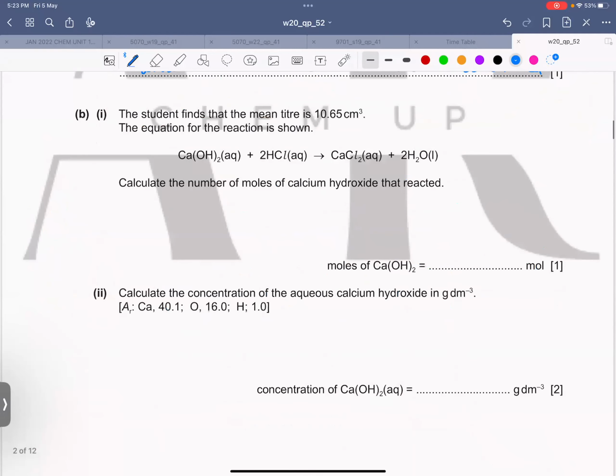Now, B1. The student finds that the mean titre is 10.65 cm³ and the equation for the reaction is shown. So it means that the mean titre is the one which we obtain after taking the average value from the concordant readings that we have performed after the titrations. So here we have an equation. Calculate the number of moles of calcium hydroxide that reacted. Okay.